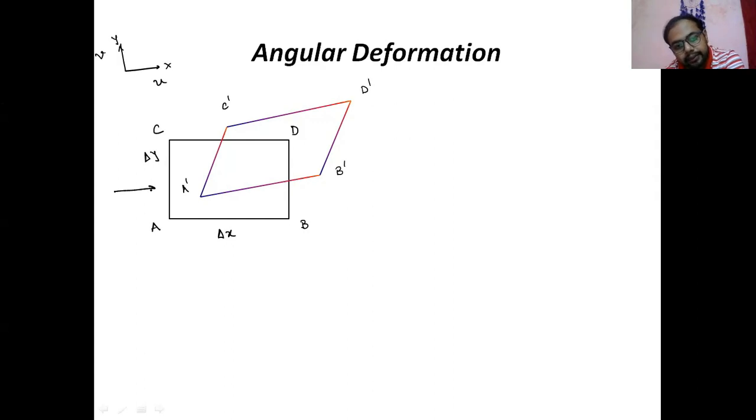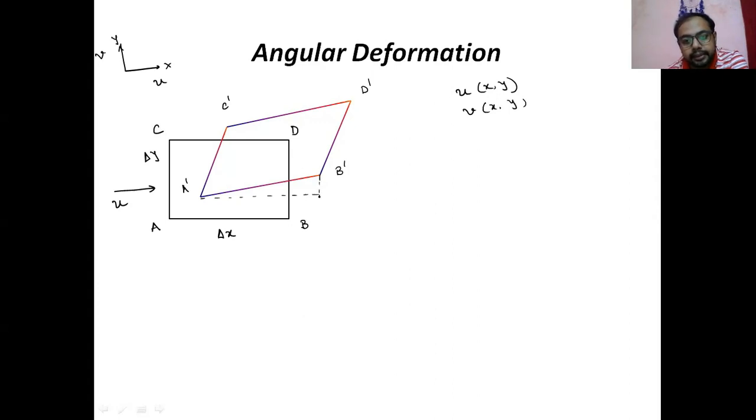At AC, the velocity is u. u may be a function of x and y. How is it a function of x and y? Because, you see, v is also a function of x and y.